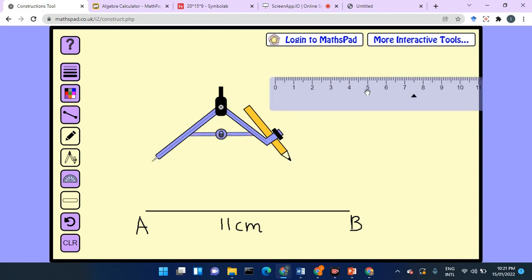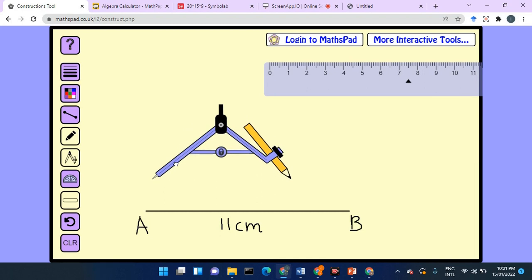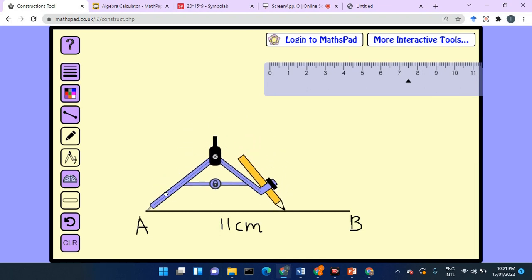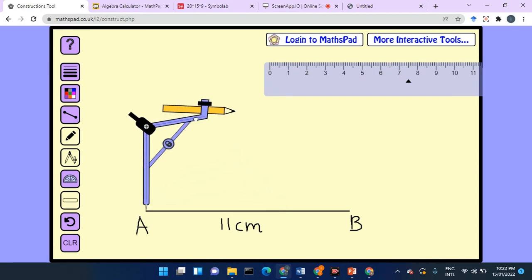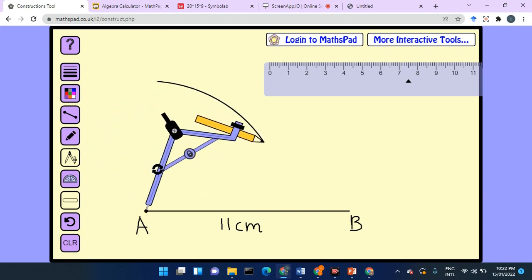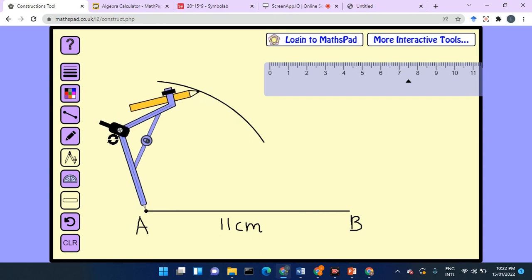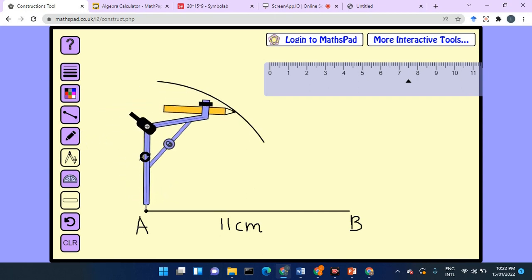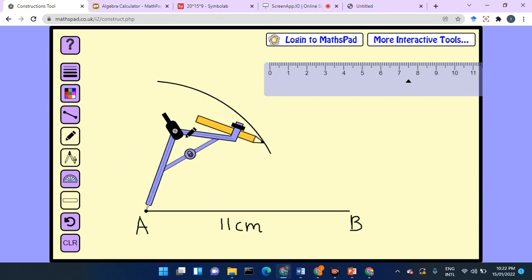Now we're going to go to this point A, and we're going to draw an arc at point A, and there we have it. Good. And so that arc is extended out 7.5 centimeters from point A.